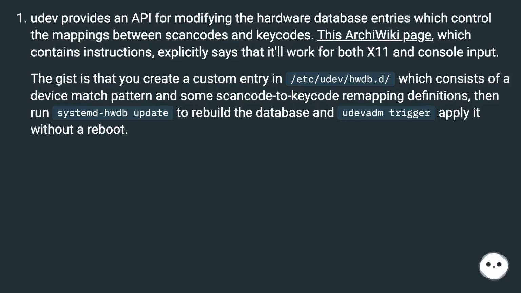The gist is that you create a custom entry in /etc/udev/hwdb.d/ which consists of a device match pattern and some scan code to key code remapping definitions. Then run systemd-hwdb update to rebuild the database and udevadm trigger to apply it without a reboot.